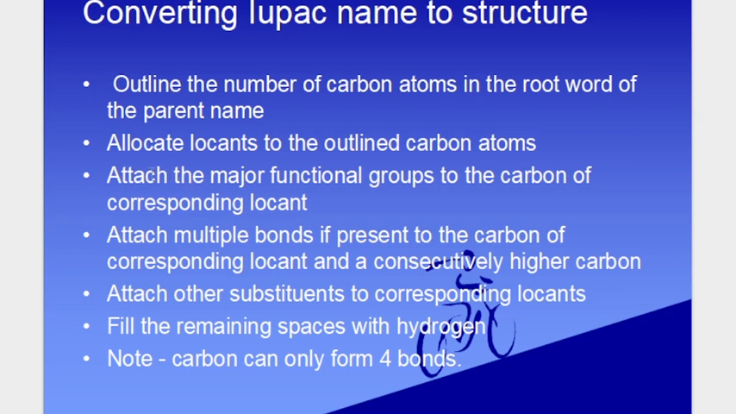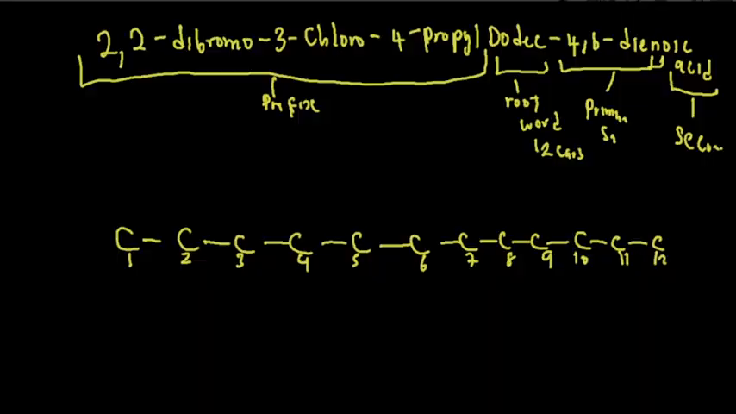The next thing we are going to do is to attach the major functional groups to the carbon of the corresponding locant. What does this mean? You are going to be looking at your secondary suffix for that. Your secondary suffix is what indicates the major functional group. In this case, we have oic acid, which means the functional group is going to be carboxylic. Once you notice that there is no number before the secondary suffix, it means that the functional group is located on number one. The carboxylic group is COOH, so that's why we are putting it on number one for the oic acid.